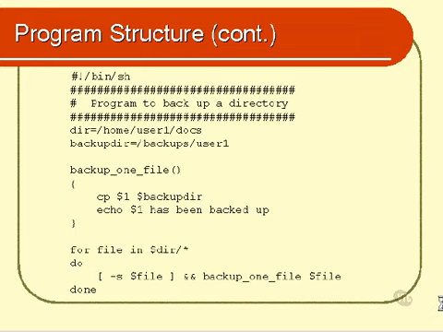Finally, we have the main code block, which just simply runs through each file in the given directory, checks to see that the file actually has a non-zero size, and if it does, then it calls that particular function with that particular file, which will then of course copy it to the appropriate directory and echo the fact that it has been backed up.